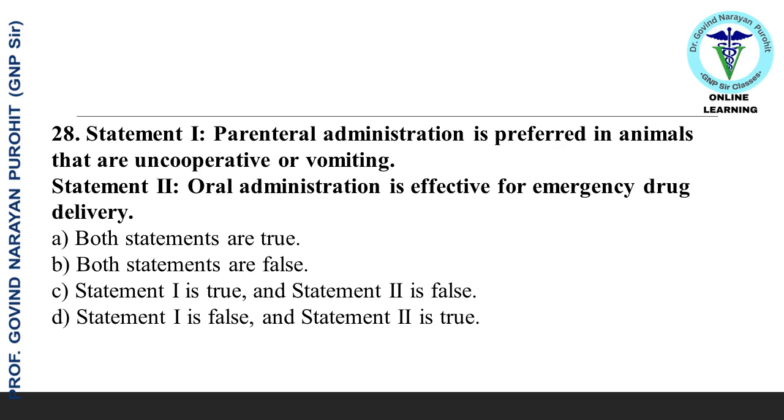28. Statement 1. Parenteral administration is preferred in animals that are uncooperative or vomiting. Statement 2. Oral administration is effective for emergency drug delivery. A. Both statements are true. B. Both statements are false. C. Statement 1 is true, and Statement 2 is false. D. Statement 1 is false, and Statement 2 is true. The correct answer is option C. Explanation. Parenteral routes bypass the digestive system, making them suitable for uncooperative or vomiting animals, while oral routes are not suitable for emergencies due to slow absorption.